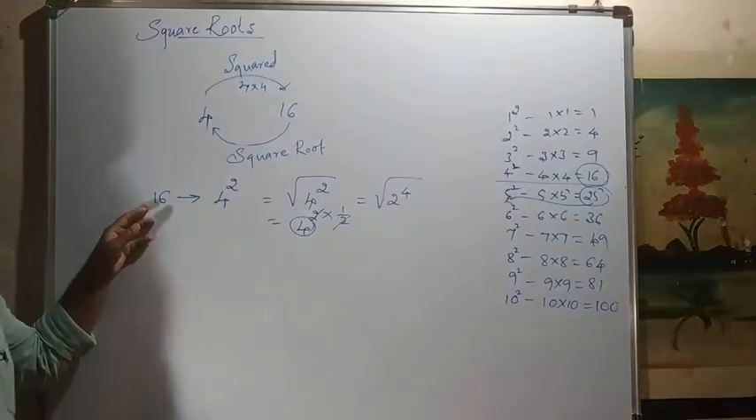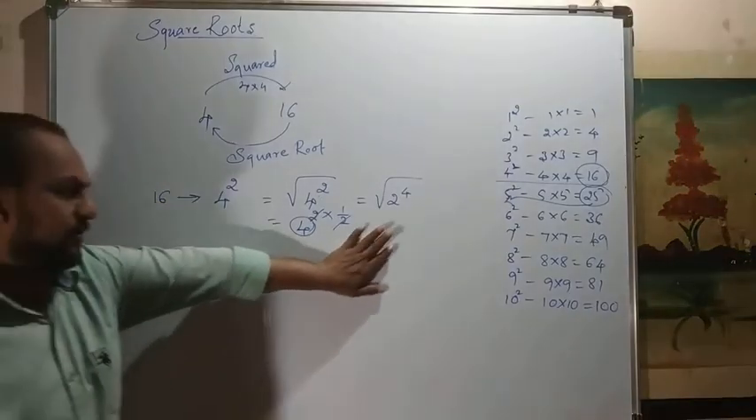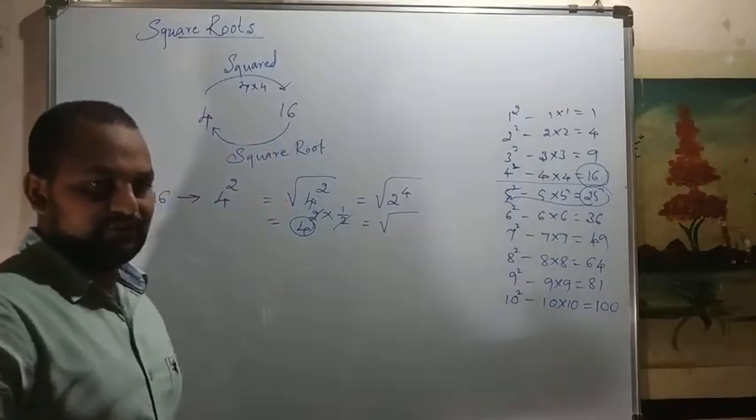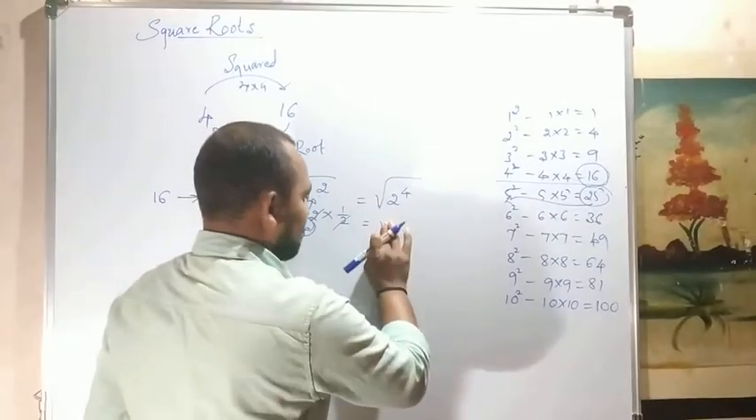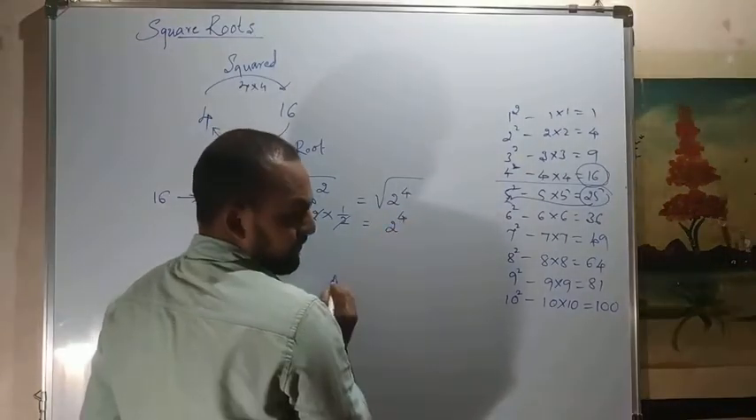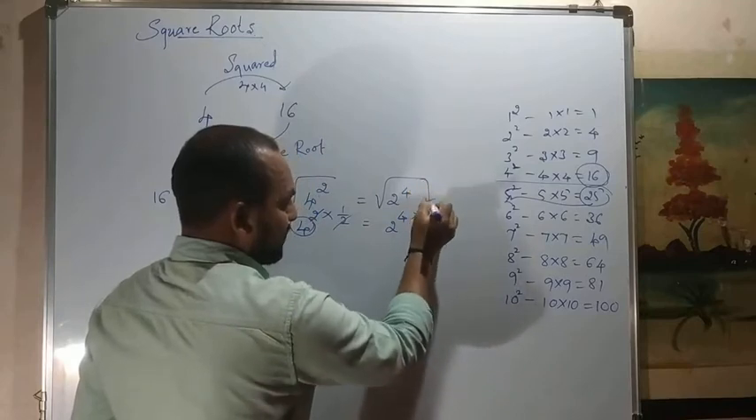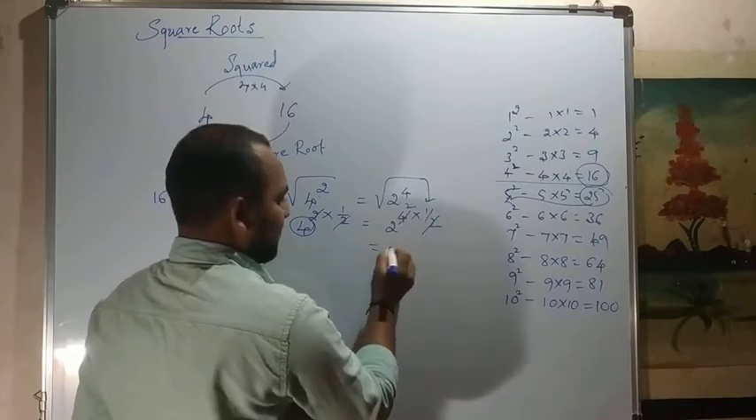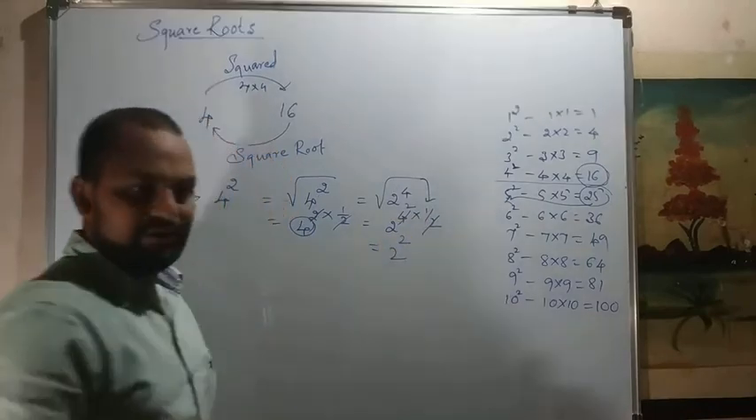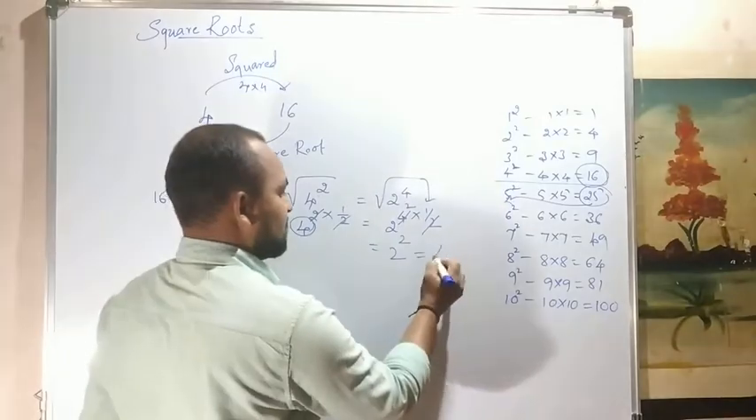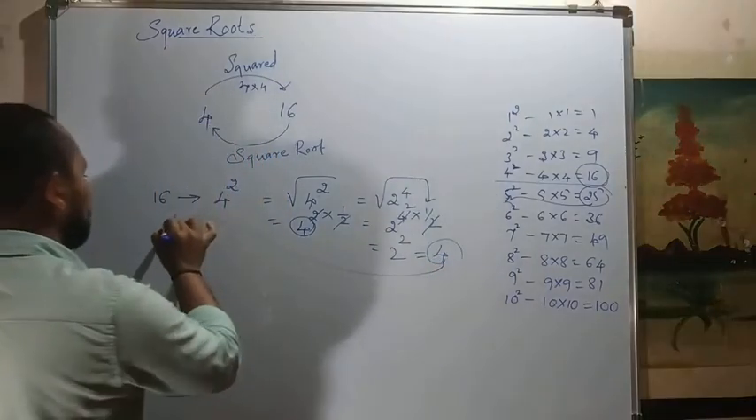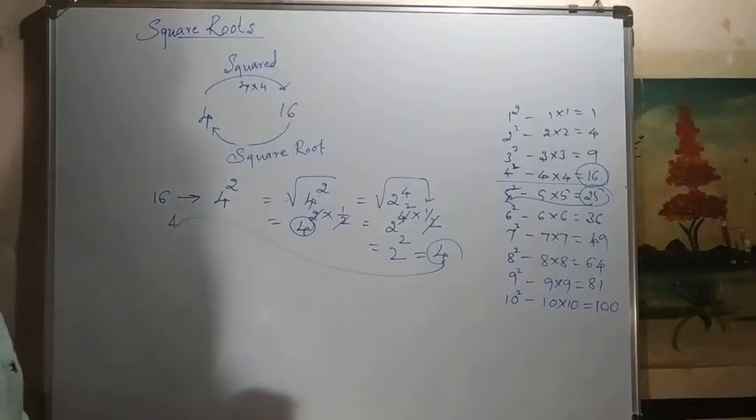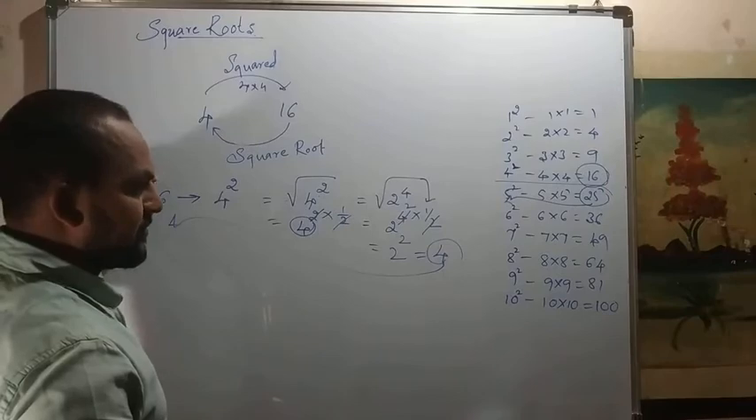The square root of 16 is 4. Here, the square root of 16: 2 raised to 4 into the root means 1 by 2, so 2 ones are 2, 2 twos are 4. The remaining value is 2 square, and 2 square is 4. So the square root of 16 is 4.